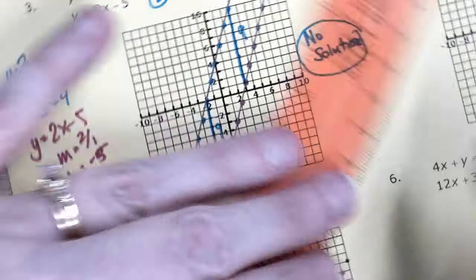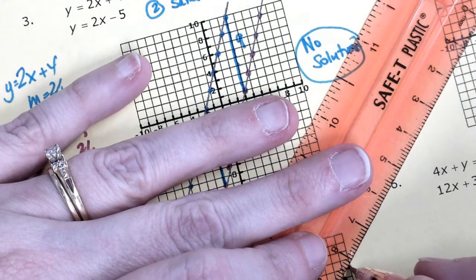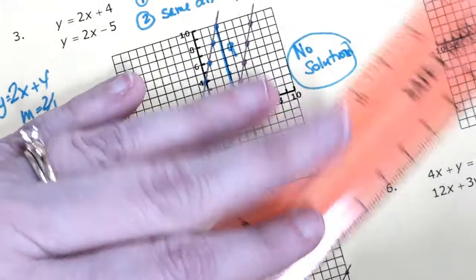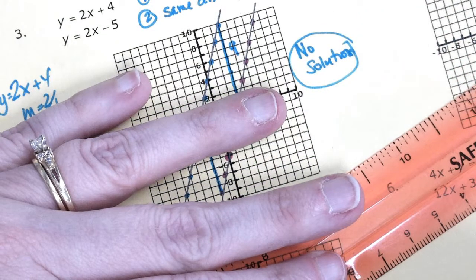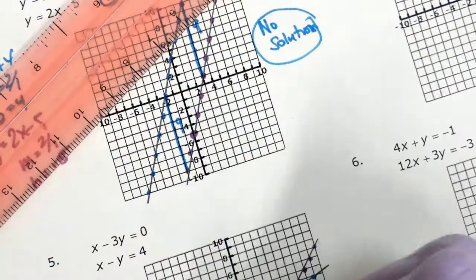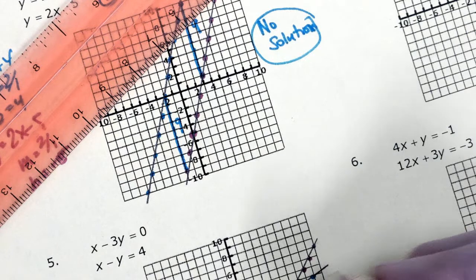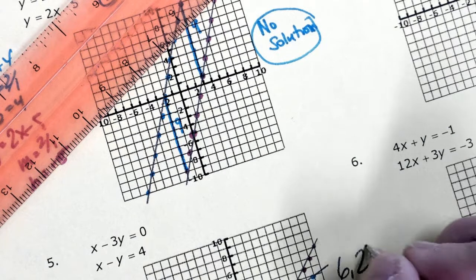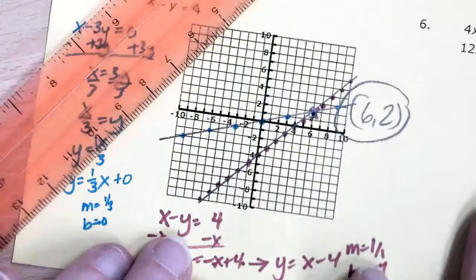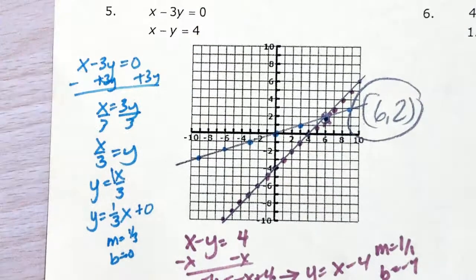I'm going to cross this. So I'm going to draw the lines there. And I can see that my intersection happened here at 6, 2. So it crosses at one point, and that point is 6, 2.